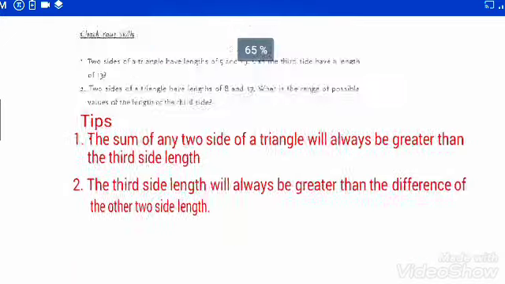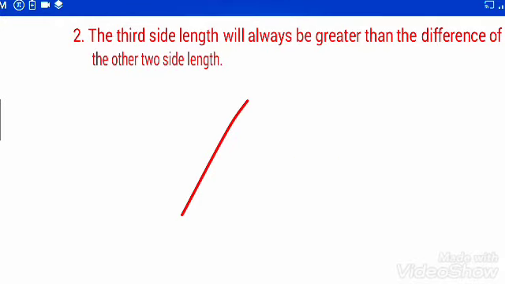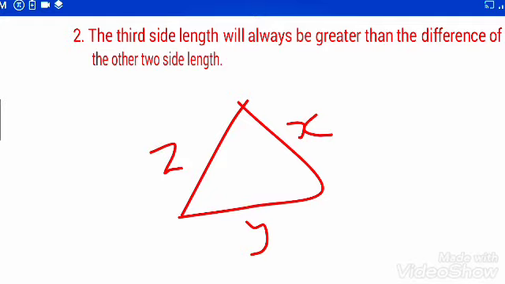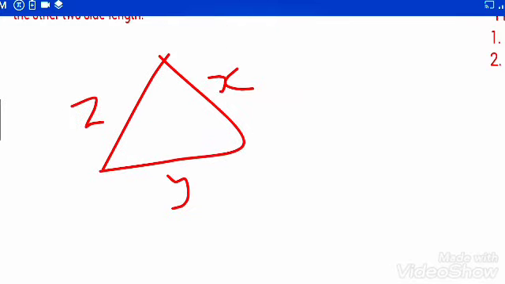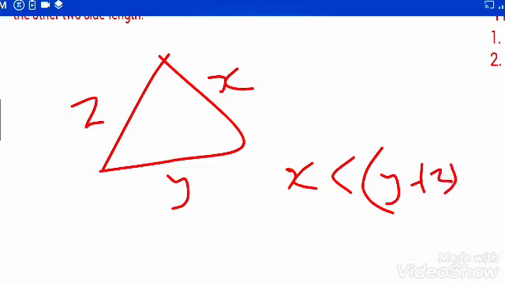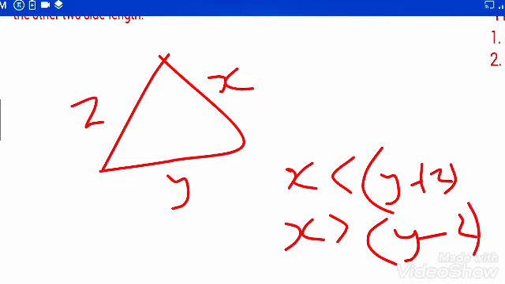What I'm trying to say is, let's say we have a triangle here, x, y, z. Picking a side, x is going to be less than the sum of these two sides, which will be y plus z, and x is going to be greater than the difference between those two sides, which will be y minus z. So that's just what this property or theorem is saying.